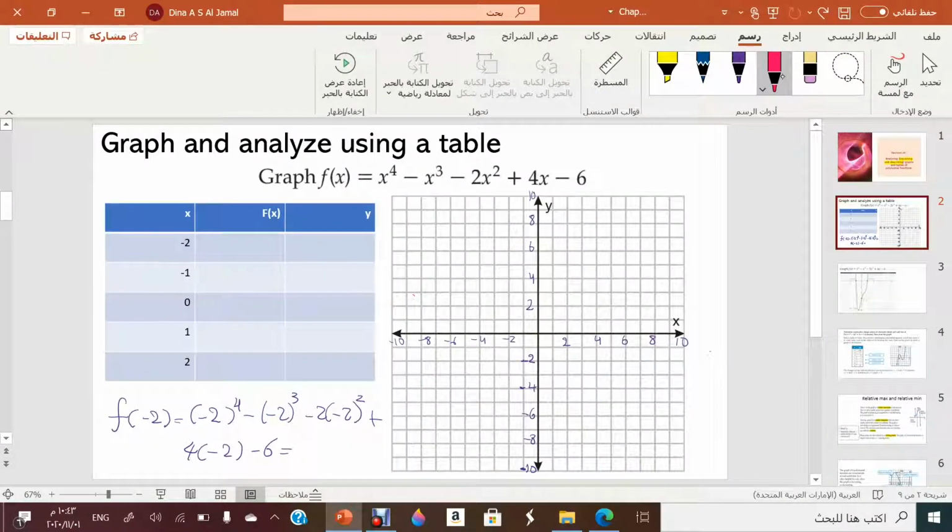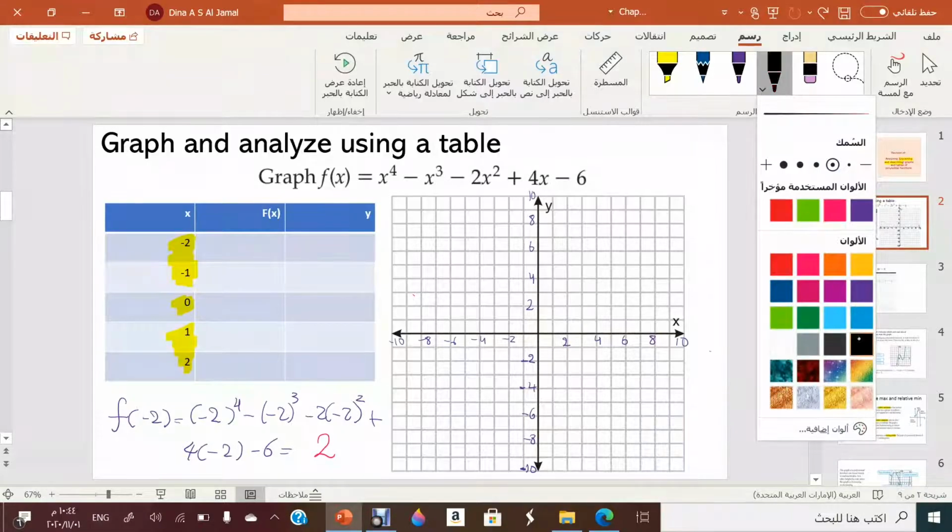So first of all, you will start by creating a table, and as I always tell you, you have to choose negative values, 0 and positive values. Then start substituting, start plugging these numbers inside this function, substitute them and find the value of y. So after substituting -2, you will be getting 2 here. So you will be doing the same for the rest.